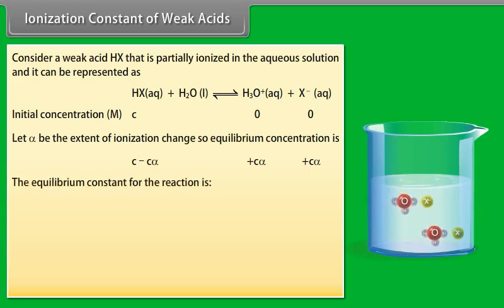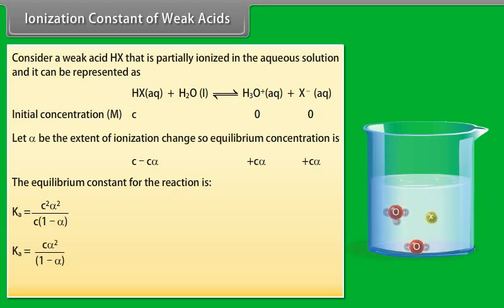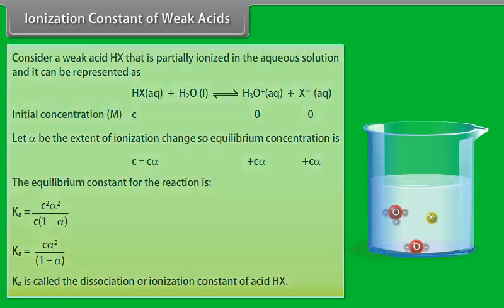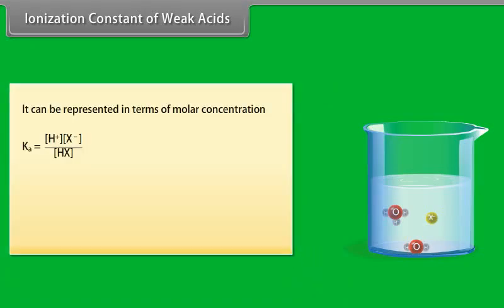The equilibrium constant for the reaction is Ka equal to C squared alpha squared by C into 1 minus alpha. Ka is equal to C alpha squared by 1 minus alpha. Ka is called the dissociation or ionization constant of acid HX. It can be represented in terms of molar concentration.